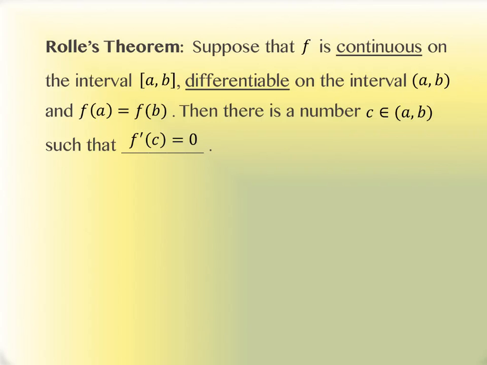Suppose that f is continuous on the closed interval [a, b], and differentiable, meaning you can find a derivative, on the open interval (a, b), and that f of a equals f of b. Then there is a number between a and b, called c, where f prime of c is 0.